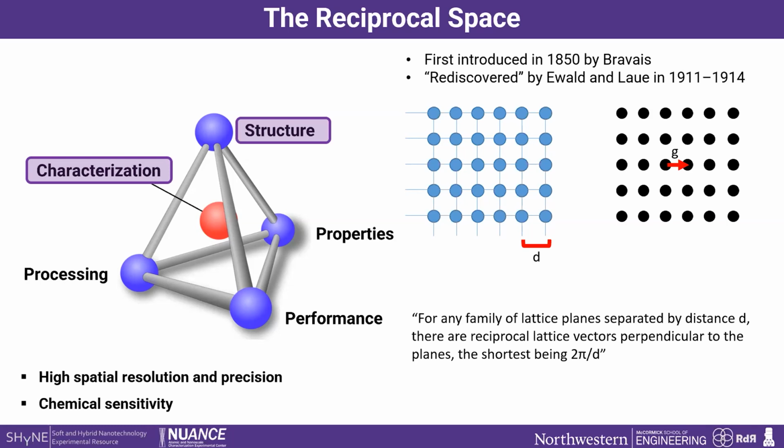And then they stated that for any family of lattice planes separated by this distance d here, there are reciprocal lattice vectors that are perpendicular to the planes, which we know as the G vector, right? So back to the methods that have high spatial resolution and precision and chemical sensitivity, those are the two main points that I want to emphasize throughout this presentation.